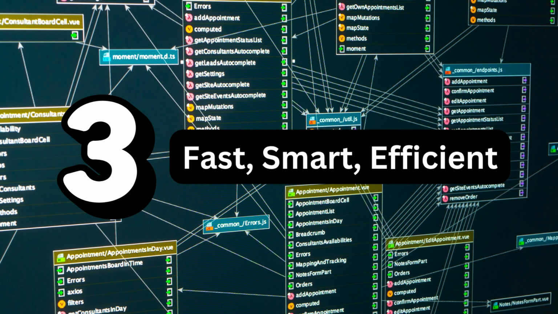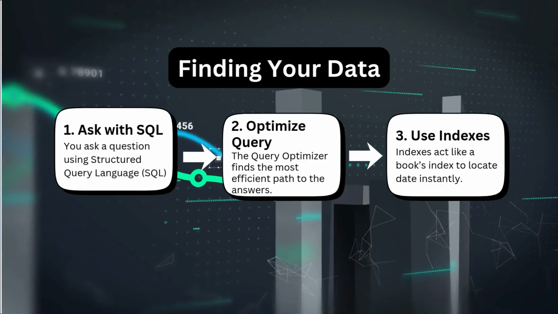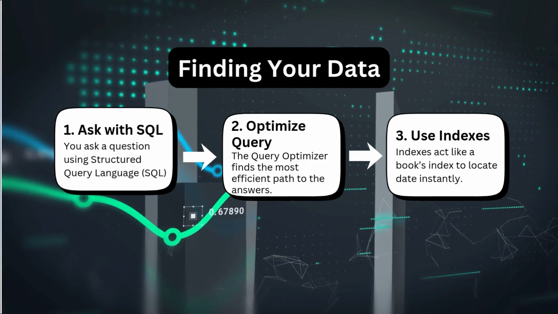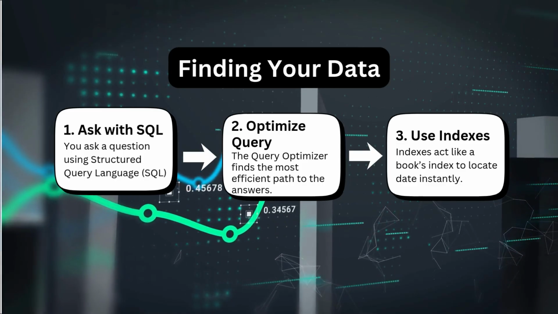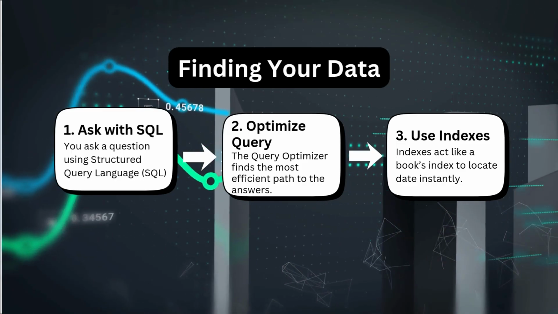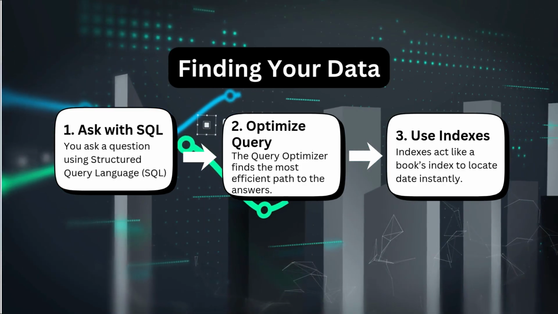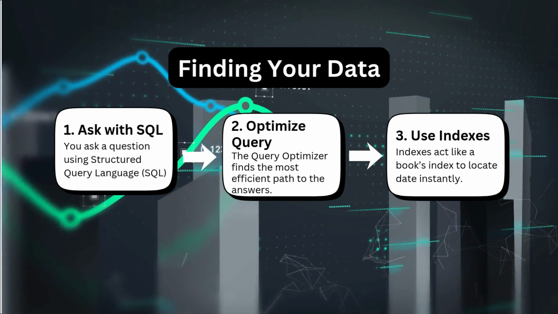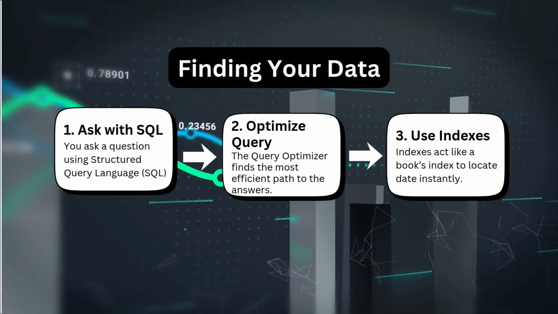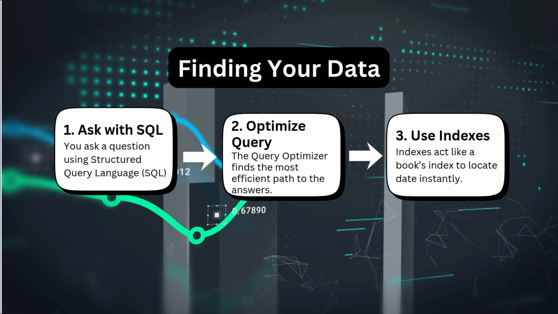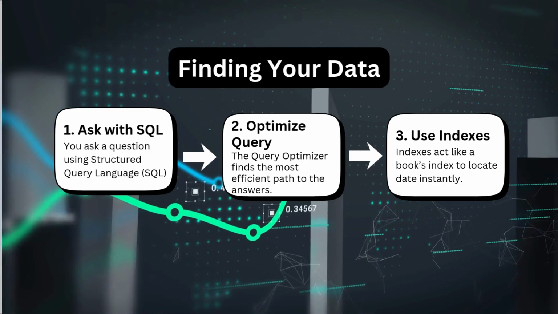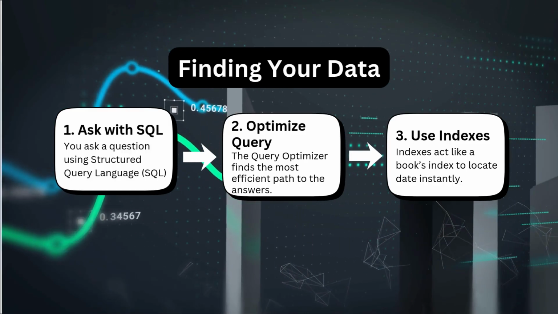So, you might be wondering, how does the database find this information so fast when there could be millions or even billions of rows? Well, that's where the powerful engine underneath comes into play. It's kind of like a three-step dance. First, you ask a question using a special language called SQL. Second, a super smart component called the query optimizer analyzes your question and figures out the absolute fastest way to get the answer. Then, finally, it uses something called an index. Think of it like the index in the back of a book, to jump directly to the data it needs without having to scan every single row.